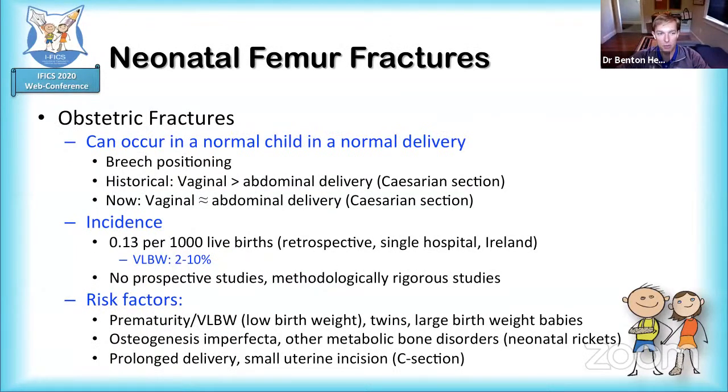So in terms of obstetric fractures, these can occur in a normal child in a normal delivery, but as we mentioned, breech positioning is more common. And then historically, it was felt that vaginal deliveries were much more common than C-sections, though the rise of C-sections in the last decade or two has suggested in some studies that there are as many femur fractures with difficult C-section deliveries as with vaginal delivery.